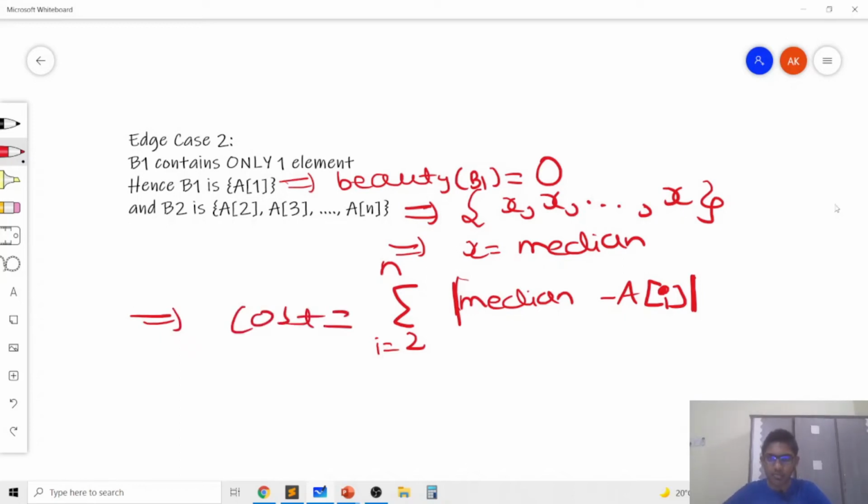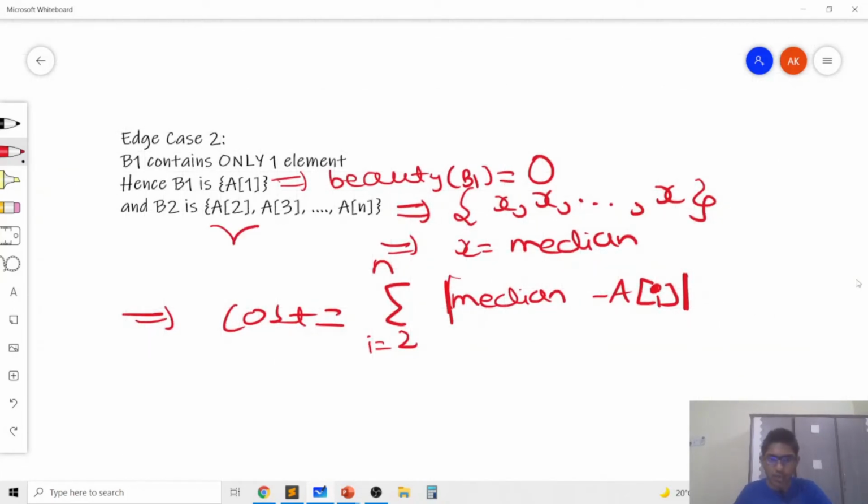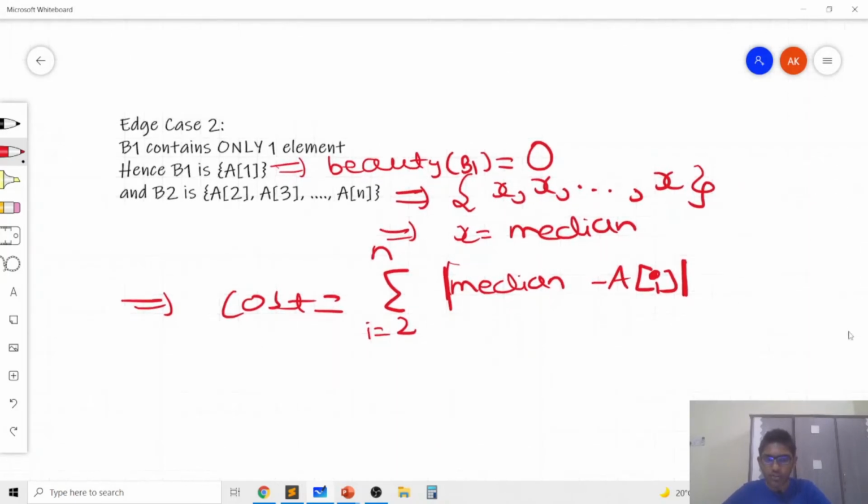That's the number of moves required in this case. Let's say we need to make A2 equal to the median. We need to increase A2 by median minus A2 operations to make A2 equal to the median. And in general, for any i, to make AI equal to the median, we need to perform absolute value of median minus AI operations, and that's why the cost will just be the sum of that for all i.